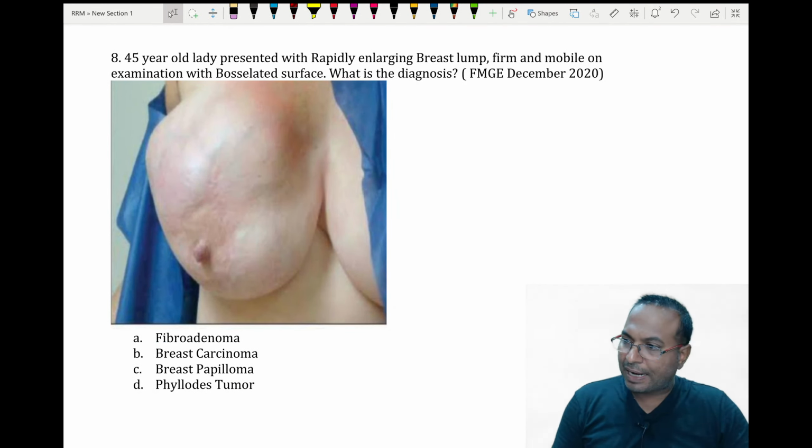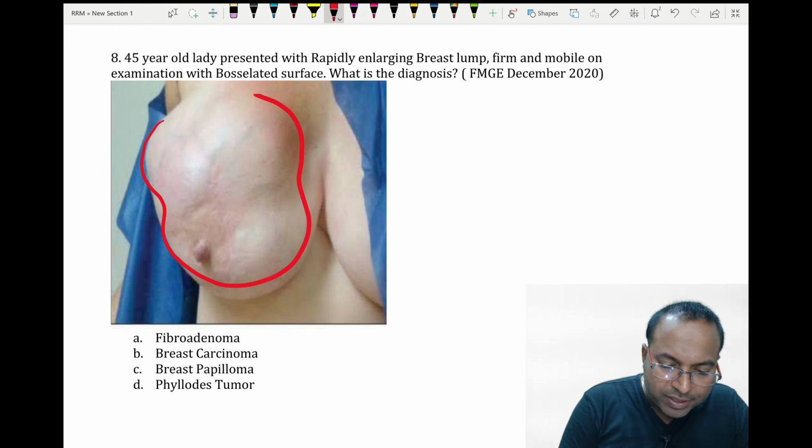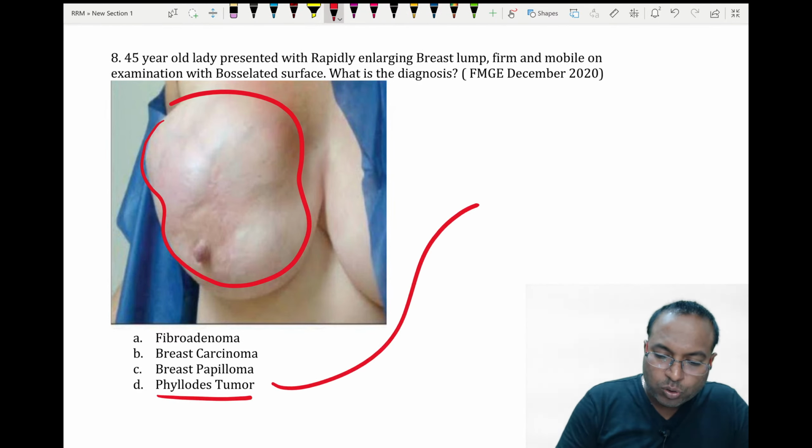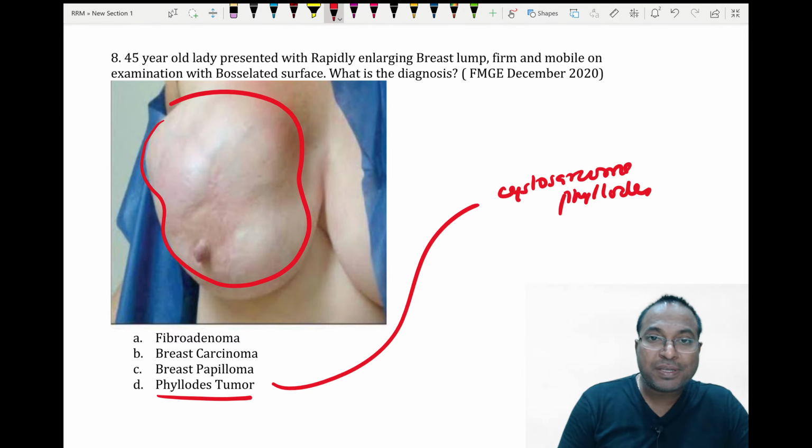A 45-year-old lady, rapidly enlarging breast lump, firm, mobile on examination with a bosselated surface. You see, this is a bosselated surface. This is a catch point for a Phyllodes tumor. Phyllodes tumor is also known as cystosarcoma phyllodes. It is not a sarcoma, it is a misnomer.